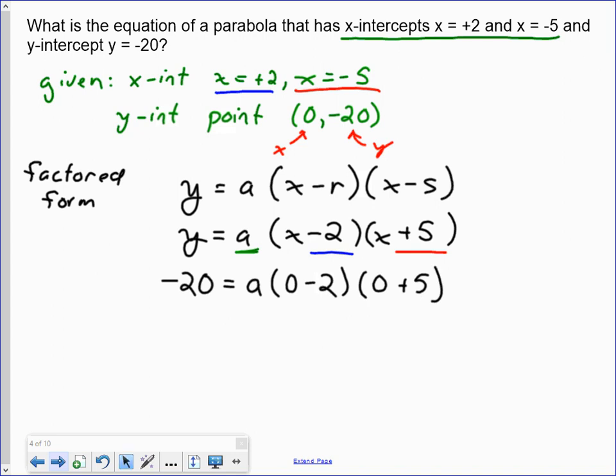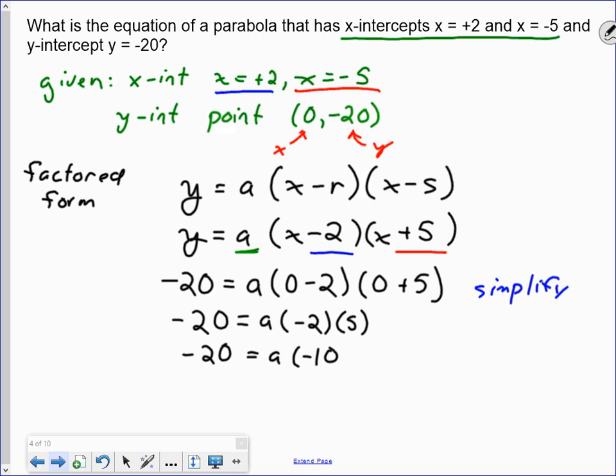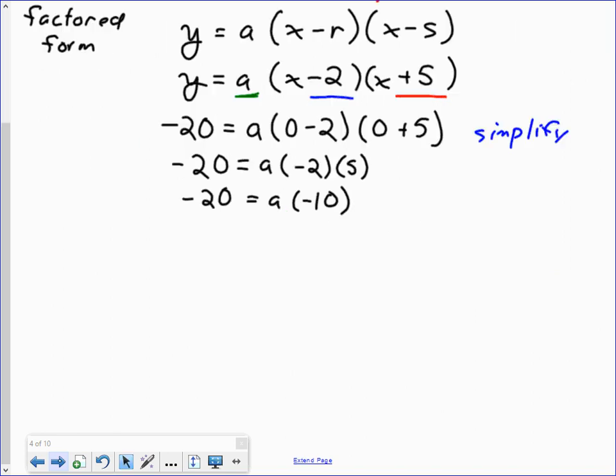Now I can do the same thing that I did last time. I can simplify. So I'm going to simplify first by working in the brackets there. 0 minus 2 is negative 2. 0 plus 5 is going to be 5. And then negative 2 times 5 is going to be negative 10. And then after I've simplified, I can solve for a. And I'm going to do that just by dividing by negative 10 on both sides. So I'll end up with a is equal to, let's see, 20 divided by 10 is 2, so that's going to be positive 2.